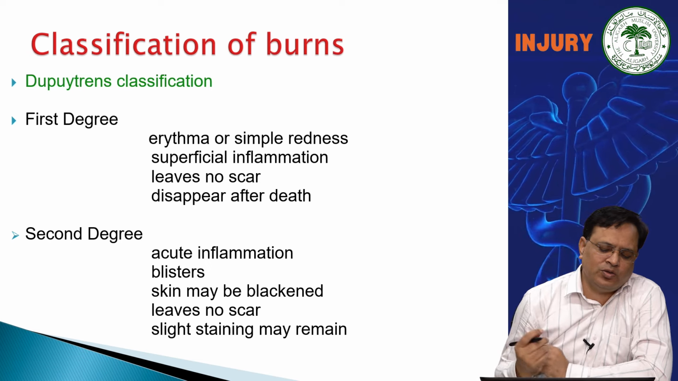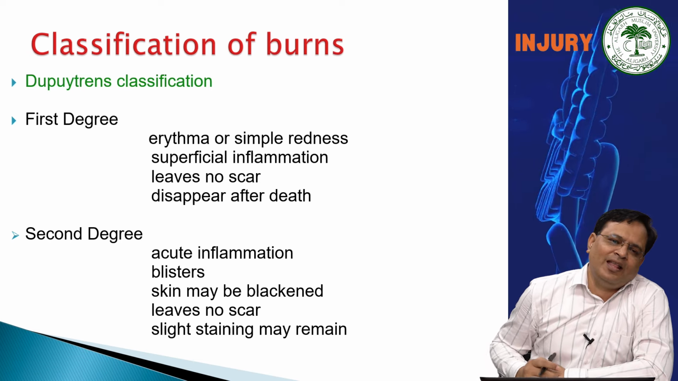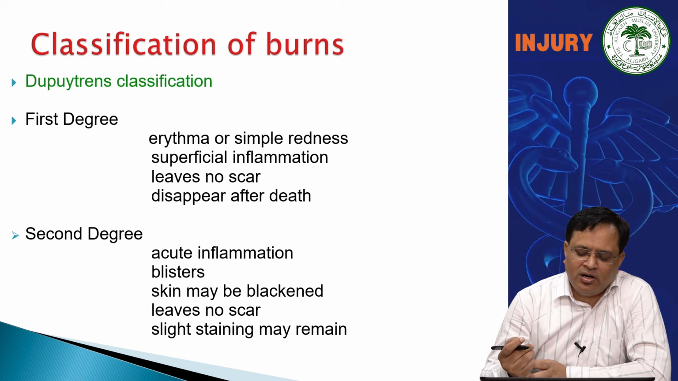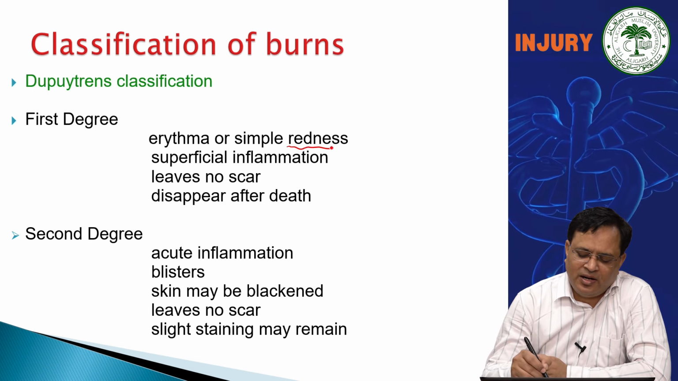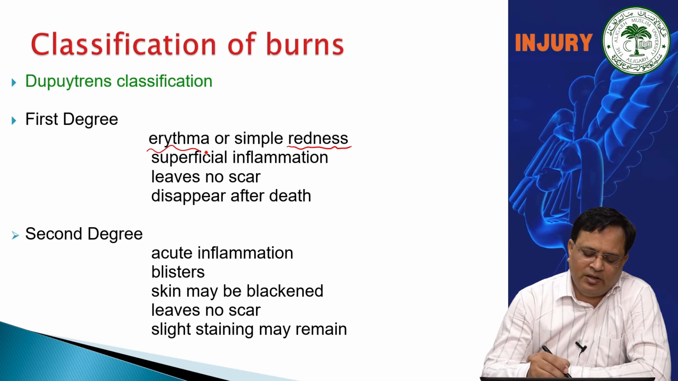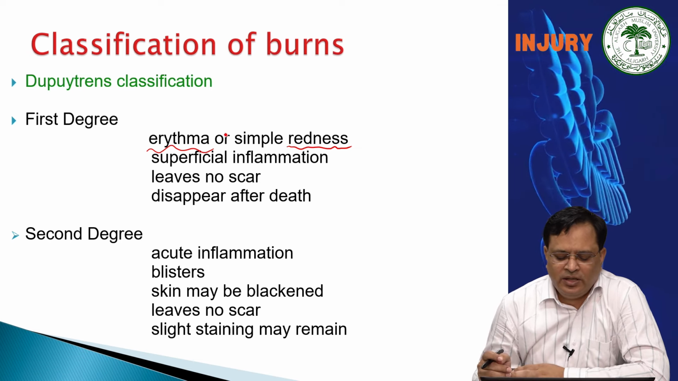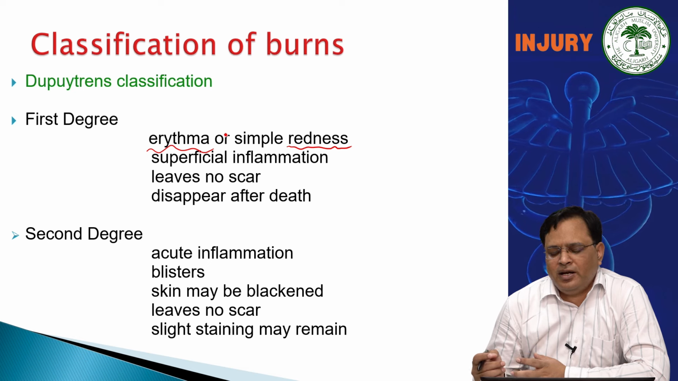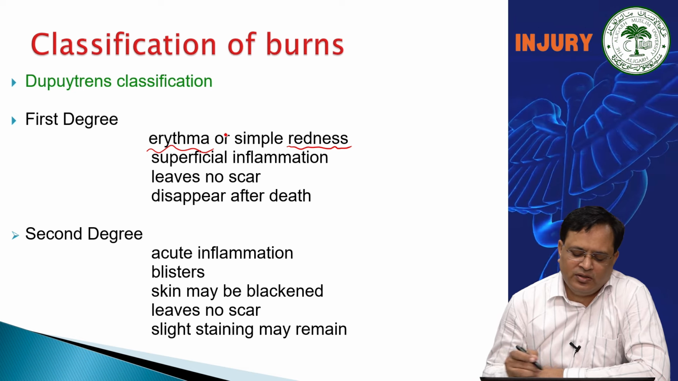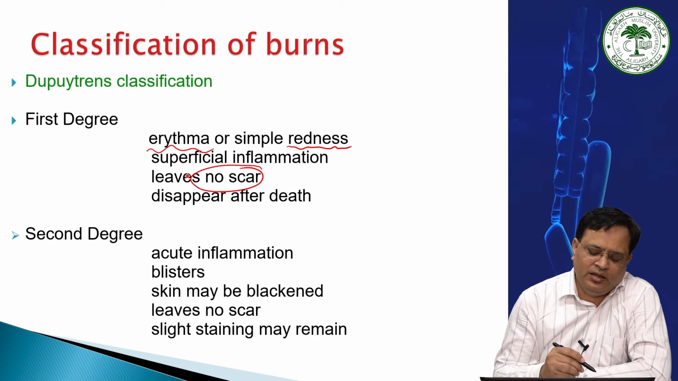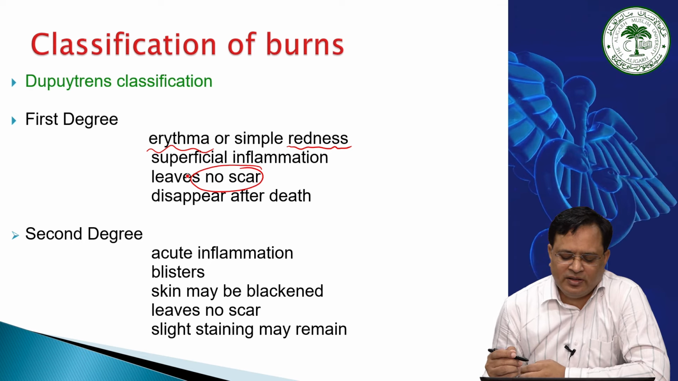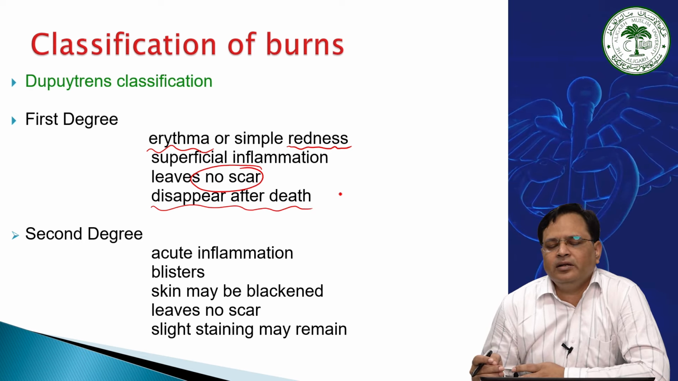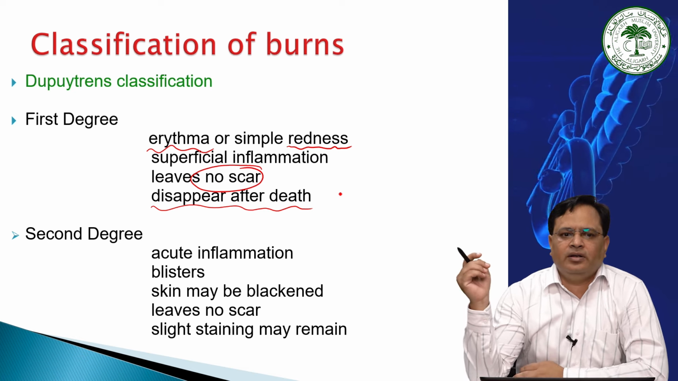The most common is Dupuytren's classification, that is first degree burn. First degree burn causes erythema or simple redness, with very low application of heat. Superficial inflammation can be there, there may be redness. It leaves no scar, there is no scar formation after healing. It disappears after death, and generally we don't get any mark after death.